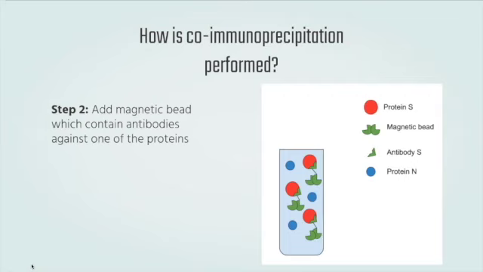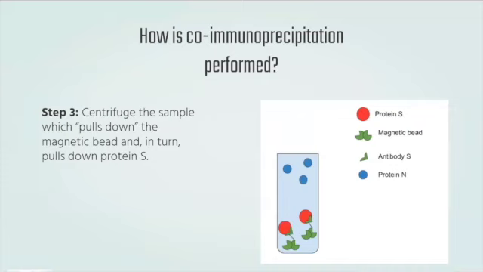Let's say an antibody against protein S, which would be linked with the magnetic bead. The anti-S antibody binds to protein S. The diagram is demonstrating the situation where S and N are not interacting. Then we centrifuge the sample, which pulls down the magnetic bead and in turn pulls down protein S.